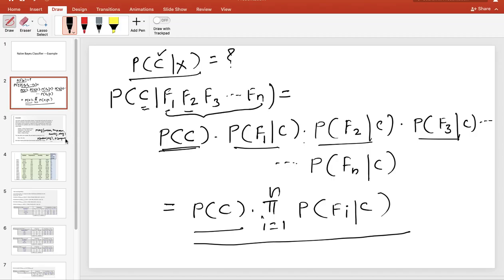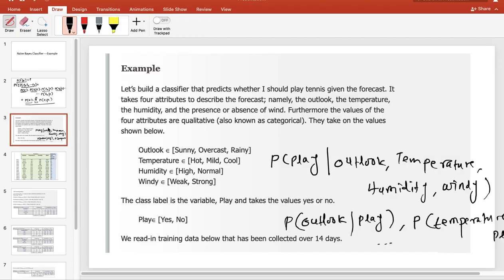Now let us try to solve an example using this formula. So here is the example. We are given the weather forecast of a day, and we are asked: should we play or not? That's the question. Play can take two values, yes or no. We want the probability of playing given the weather forecast, which is given in terms of outlook, temperature, humidity and windy.